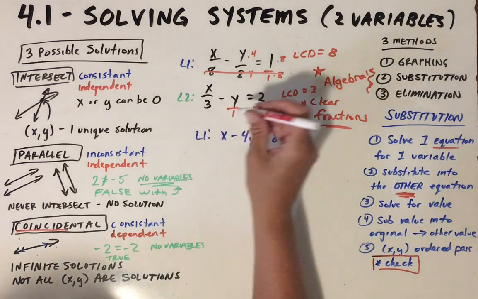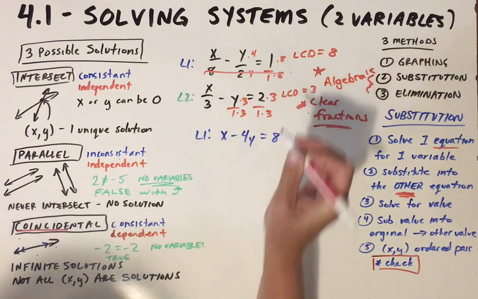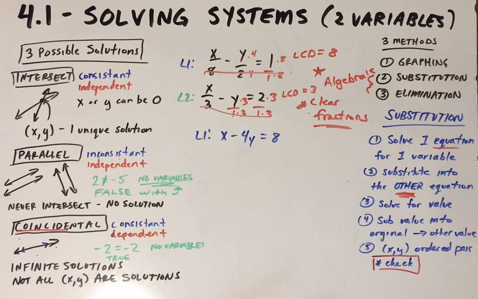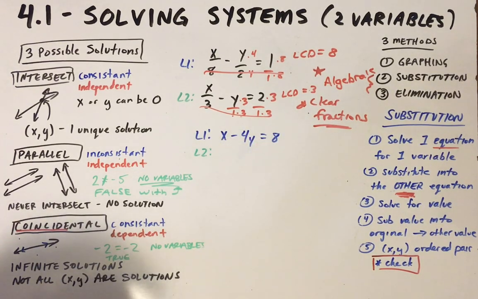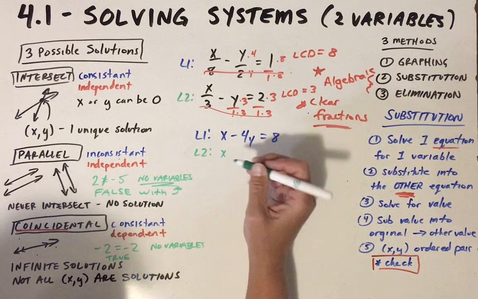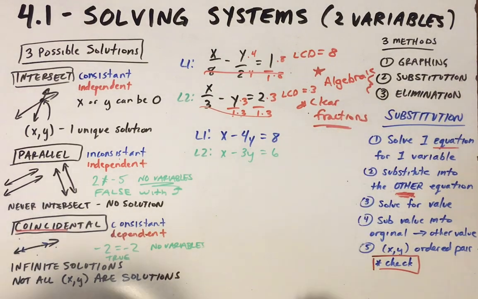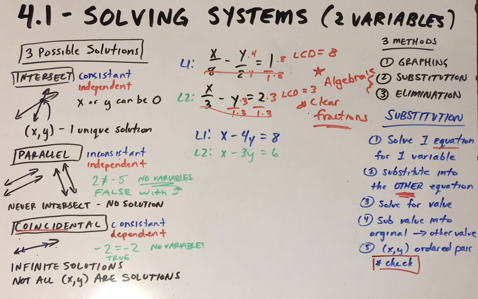Okay, so now I'm going to do the same thing with line 2. I need all of these denominators to be 3. So to do that, I'm going to multiply both the top and the bottom by 3. And when the bottoms are all the same, then I can delete them. The reason we can do this is because if I just multiplied the entire equation by 3, this is what would be left. I would get x minus 3y is equal to 6. Okay, so now I've cleared my fractions.